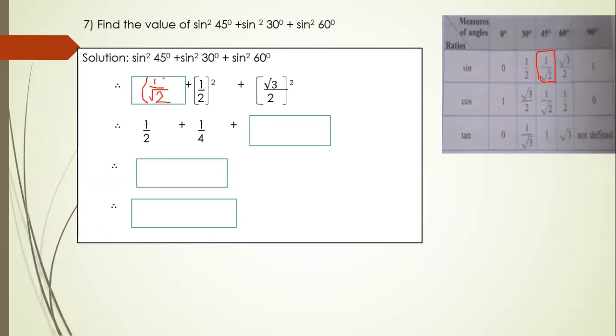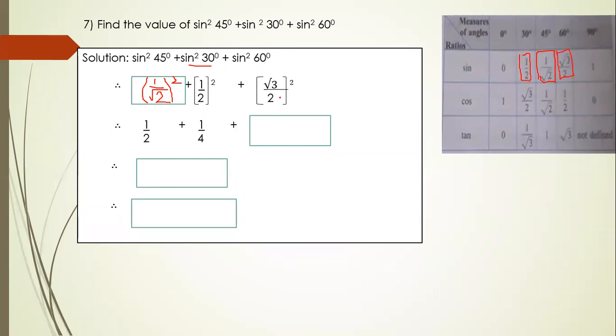Whole bracket square. Plus as it is sine square 30 degree. The value is already written, but let us see in the table also. Sine 30 degree, the value is 1 upon 2. So they have already written 1 upon 2 whole square. Plus as it is sine square 60 degree. So sine 60 degree value is root 3 upon 2. This also they have already written, right?